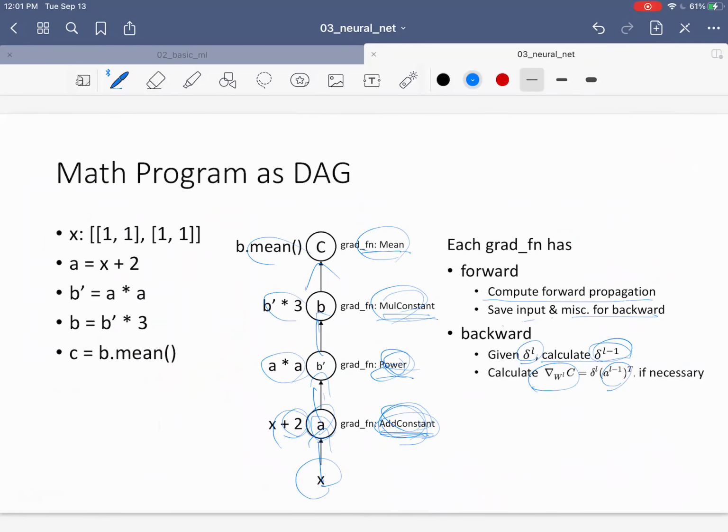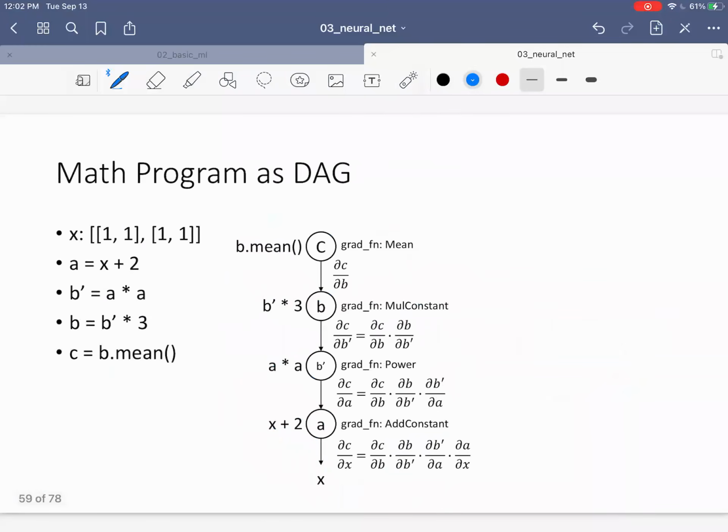If at a certain node there's a learnable parameter, then you need to calculate this in order to update the parameter. But you can readily see that there's no learnable parameter here at all. It's just computation. So right, we start from here.